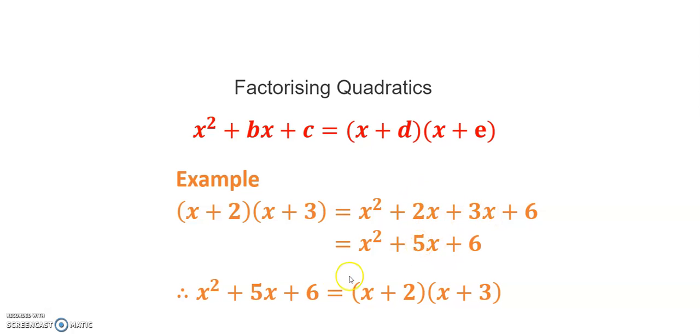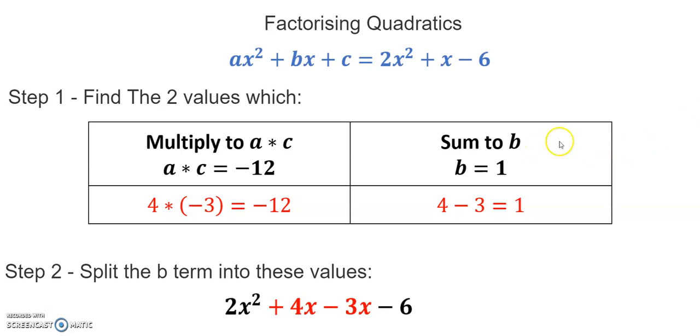Now therefore we can say that x squared plus 5x plus 6, our standard form, is equal to this factorized quadratic of x plus 2 open bracket x plus 3. Now as previously mentioned, it's a lot easier to go from these brackets to your quadratic equation by timesing out the brackets. But a lot of the time we have to go from our quadratic equation to these brackets. You'll understand why a little bit later. So in order to do so, we've got to follow some rules.